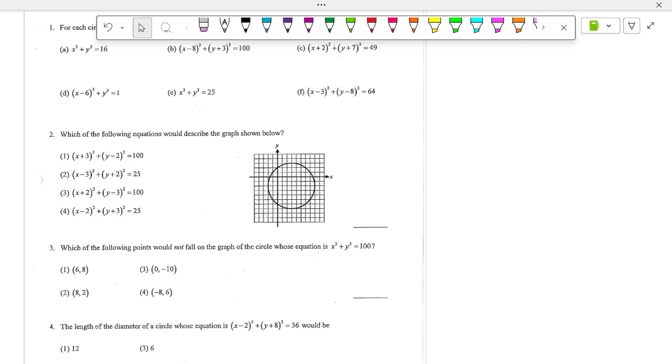So again, guys, use this time wisely. Work on some makeup Delta Math if you need to. If you don't have any makeup Delta Math, work on pages 3 and 4 of your packet, and I'll make a link to submit it in Canvas, and that'll give you guys some extra credit.